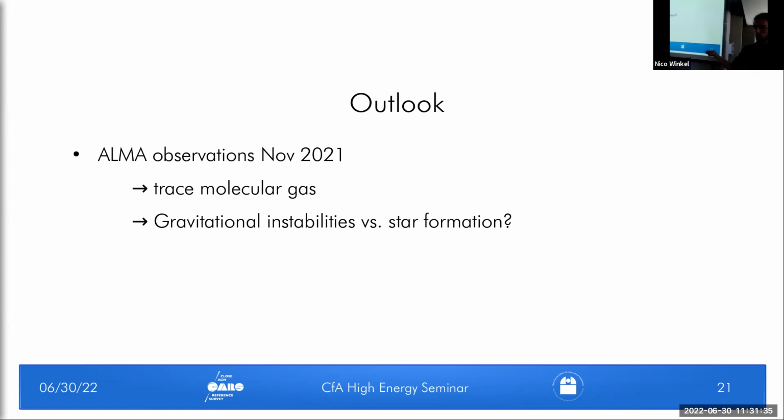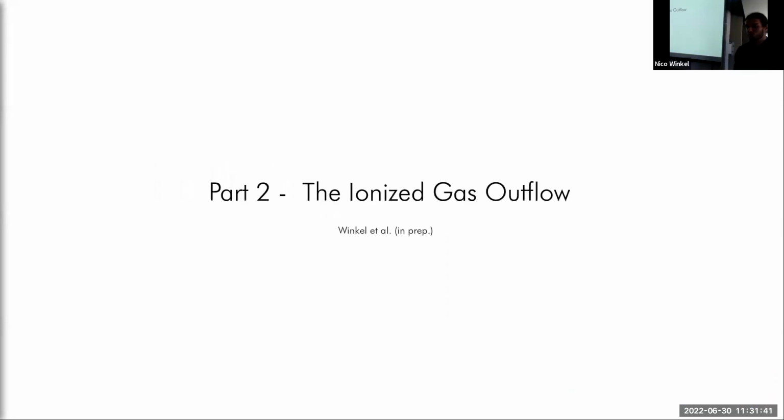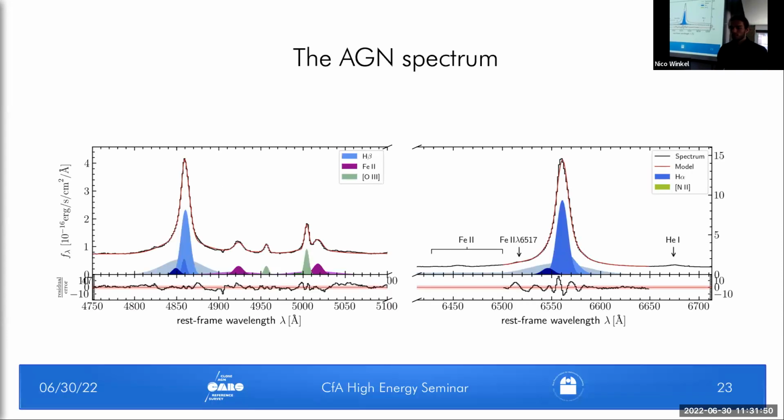Okay, this was the first part, focusing on the host galaxy. The second part will not be so long, and there I will focus on the outflow, the bright feature in the center that you could see earlier. So the outflow is not only visible in the image plane, that's the bright blob, but also in the spectrum.